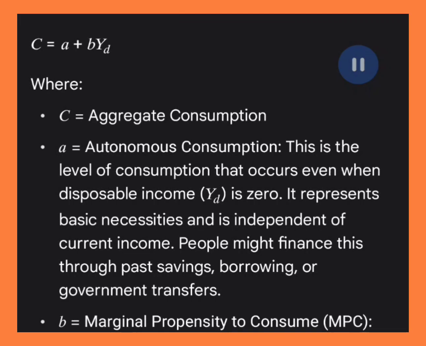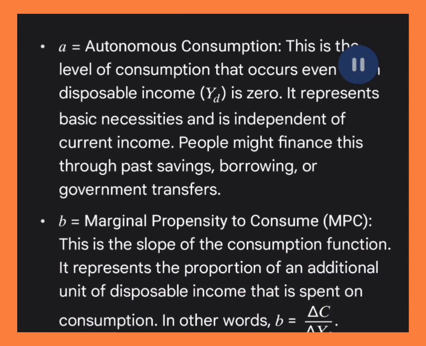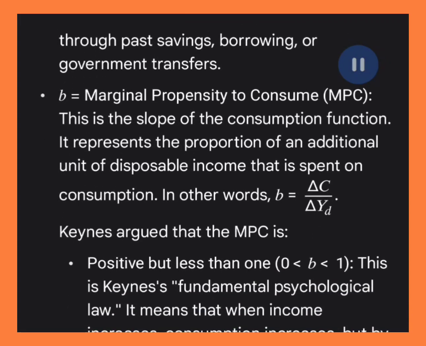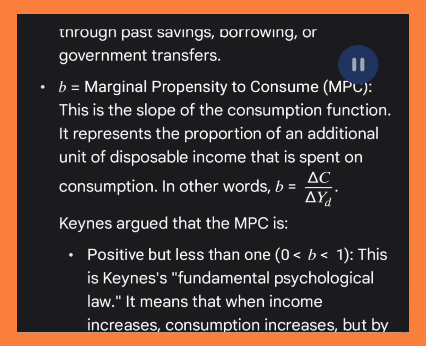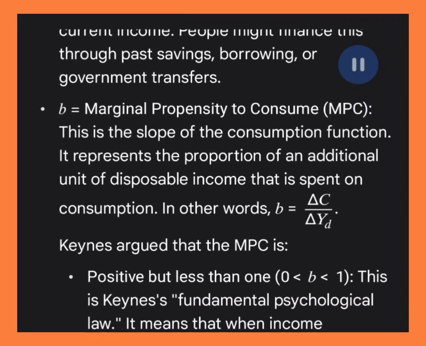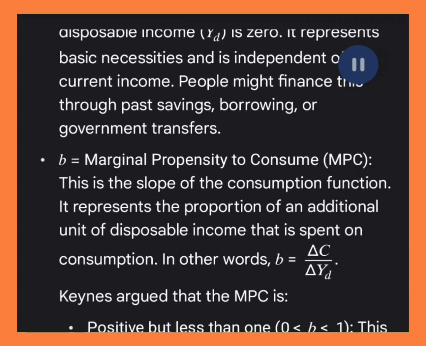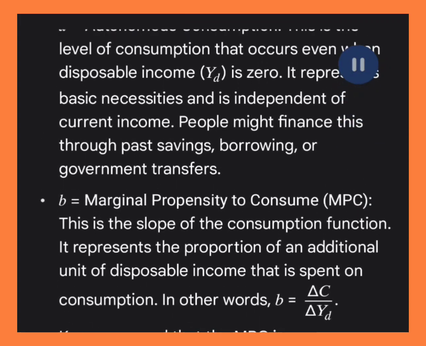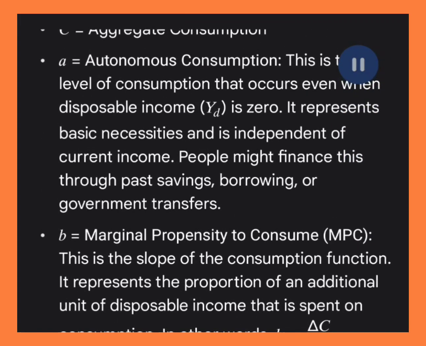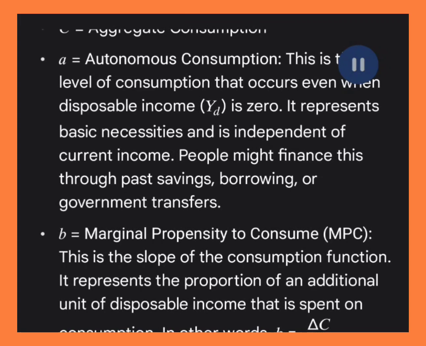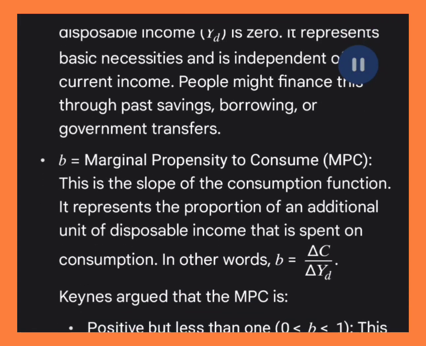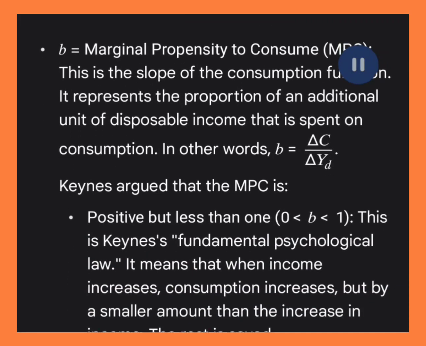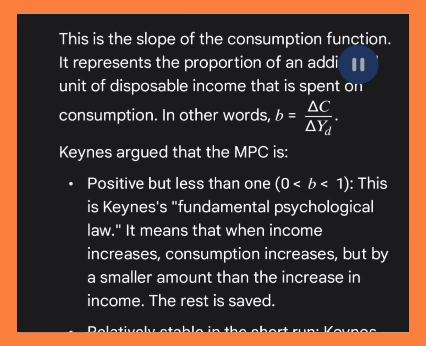B equals marginal propensity to consume, MPC. This is the slope of the consumption function. It represents the proportion of an additional unit of disposable income that is spent on consumption. In other words, B equals delta C over delta Y_D. Keynes argued that the MPC is positive but less than 1: 0 less than B less than 1.